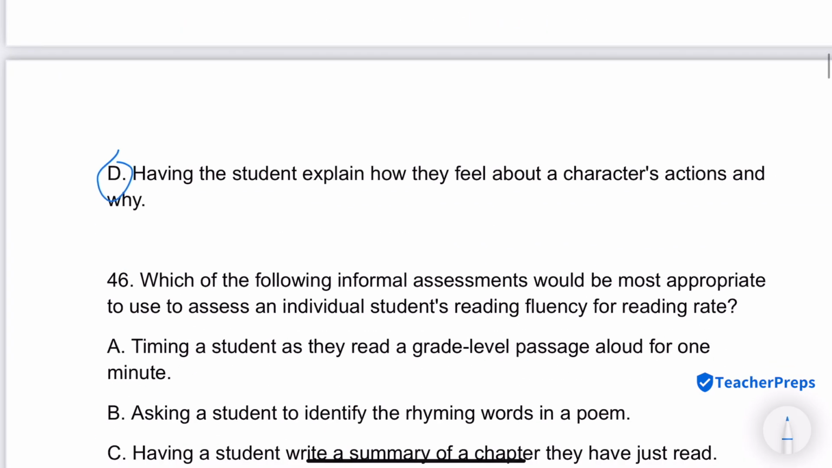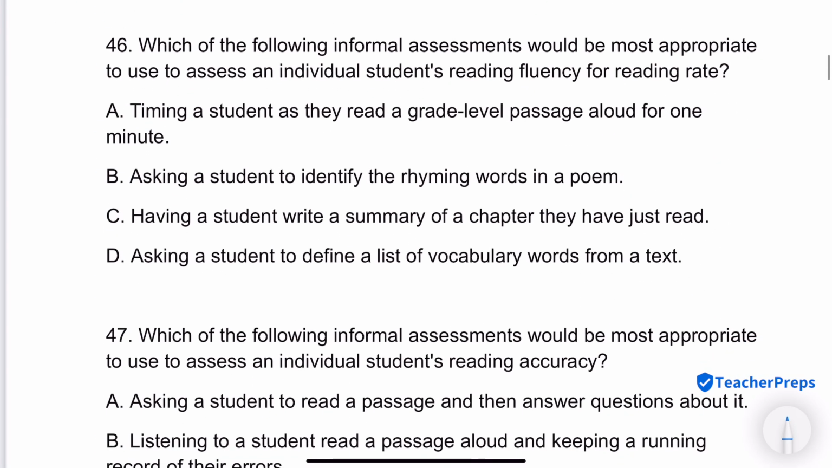evaluative. All right, moving on to question number 46. This asks, which of the following informal assessments would be most appropriate to assess an individual student's reading fluency for reading rate?